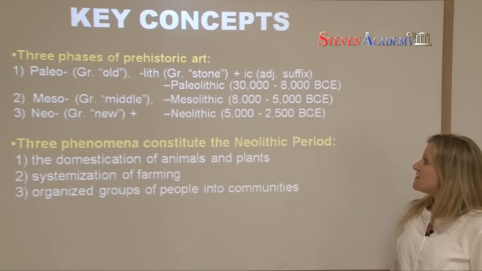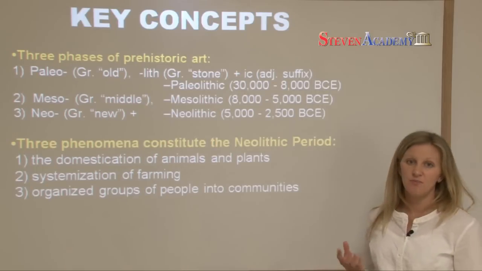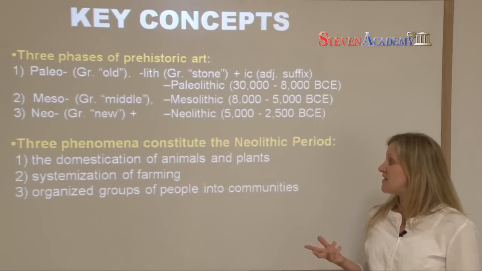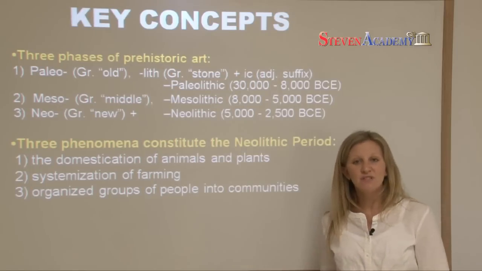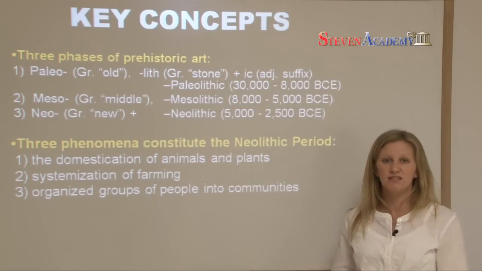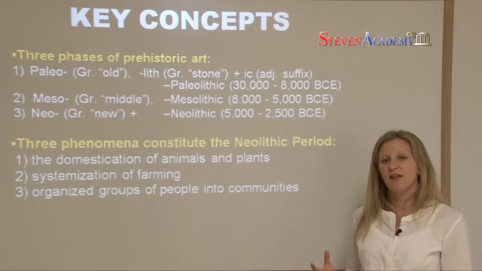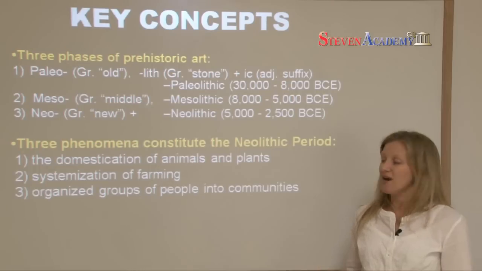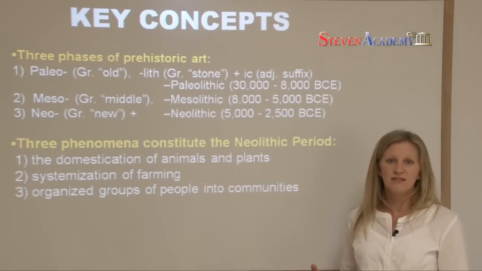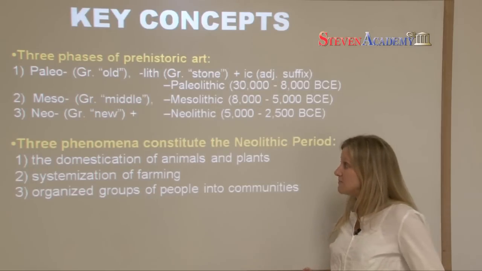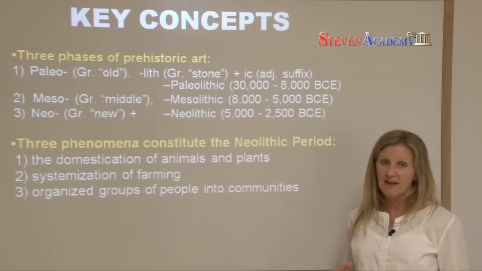The next key concept we have, there are 3 phenomena that really constitute the Neolithic period or the New Stone Age. 3 major events. Number 1, the domestication of animals and plants. What happens when you start taking animals and plants and learning how to raise them, rather than them just running wild, is you start to develop communities. People no longer have to chase their food or hunt and gather, but yet they're learning to farm and to raise animals or livestock in a new way. So that starts to form communities or groups of people who don't need to be nomadic anymore.